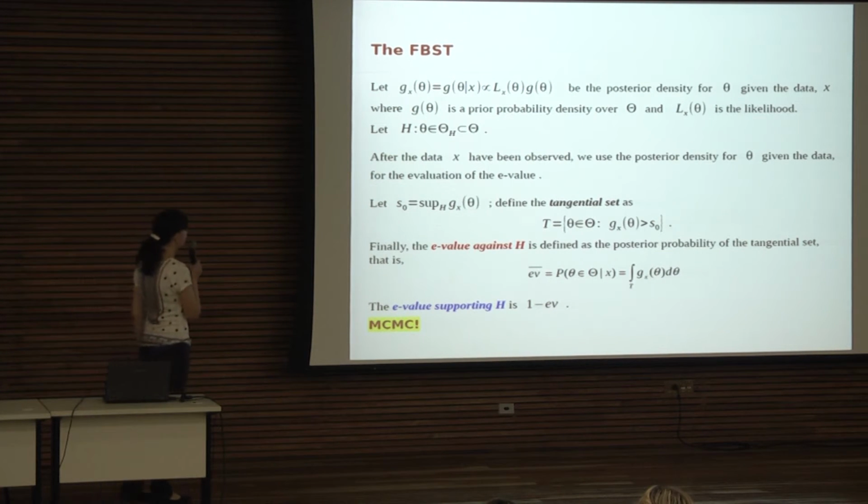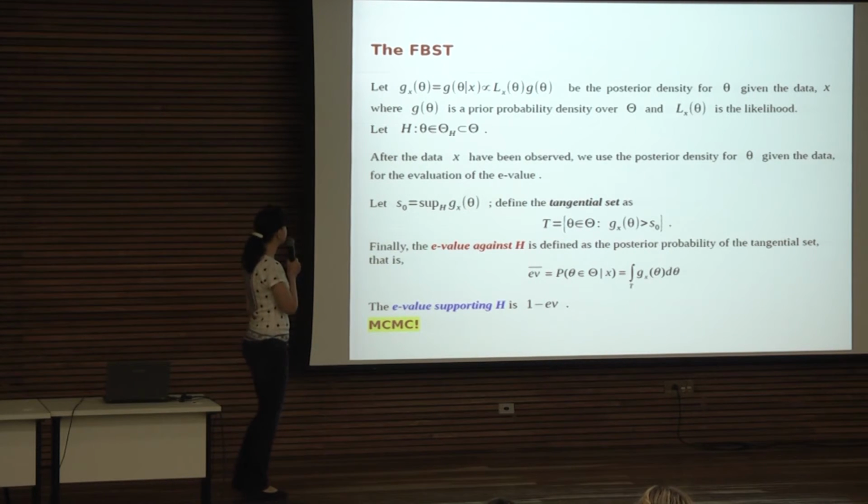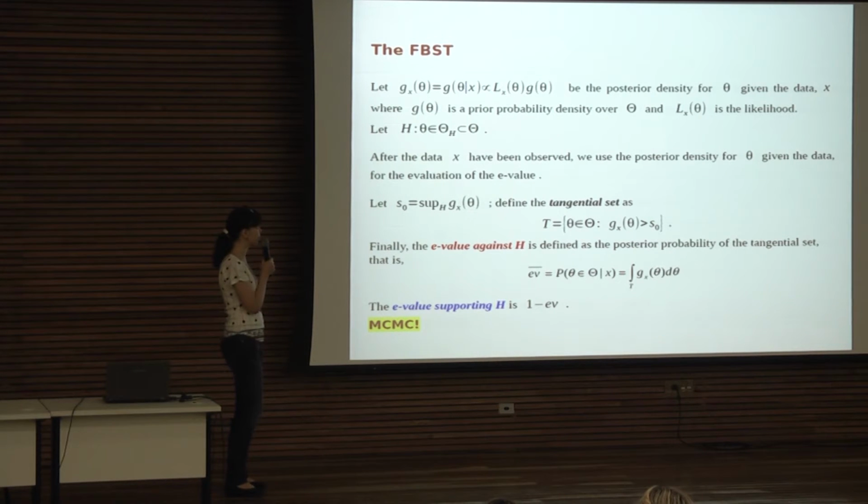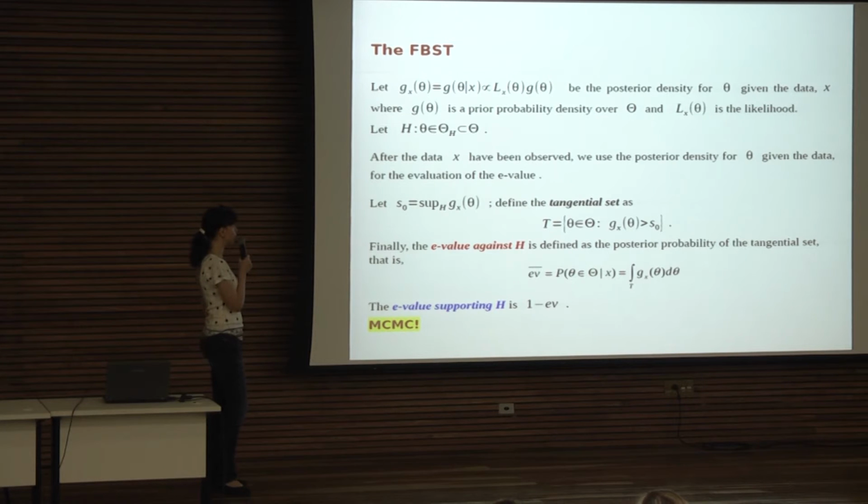Now we'll describe briefly the full Bayesian significance test. Let g(theta | x) be the posterior density for theta given the data x, let g(theta) be a prior probability density over the space Theta, and L(x | theta) the likelihood. We are interested in testing the hypothesis H that says that theta belongs to some subspace of Theta denoted by Theta_H. After the data x have been observed, we use the posterior density for theta given the data for the evaluation of the e-value.